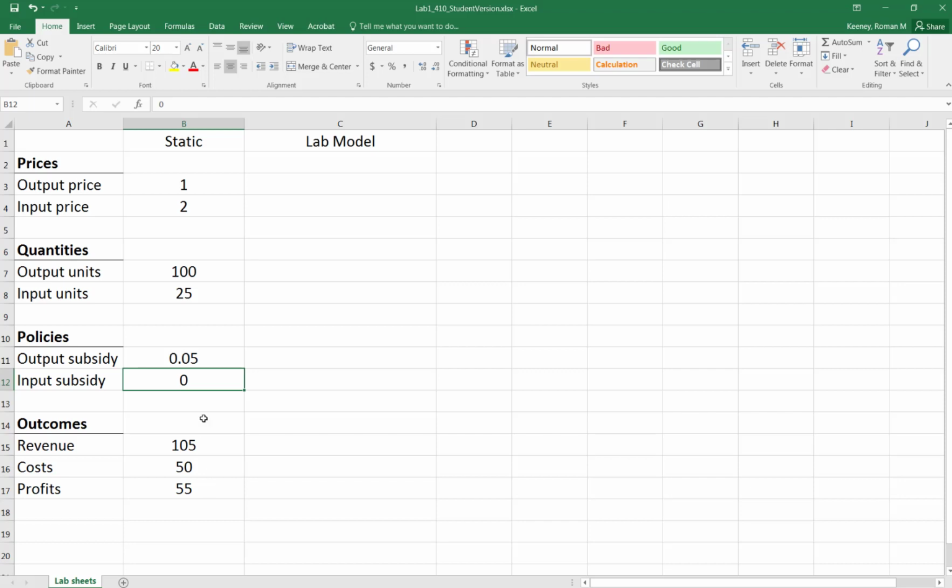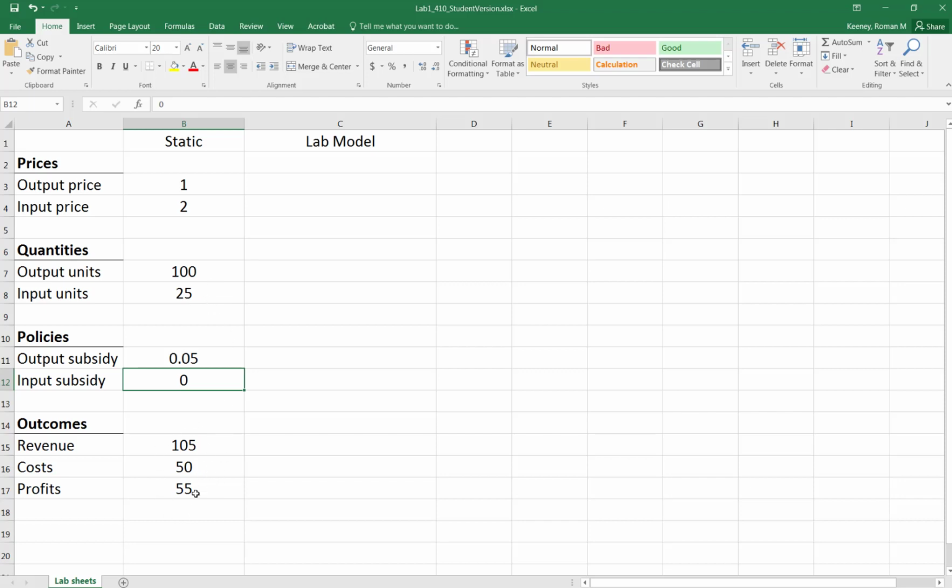Now we believe that's wrong because we expect the producer, when they are now offered not just $1, right? The revenue down here is $1.05 per unit, not $1 per unit. So now they can see $1.05 coming per unit. So we expect that they will want to increase output. The only way to increase output is to increase inputs.